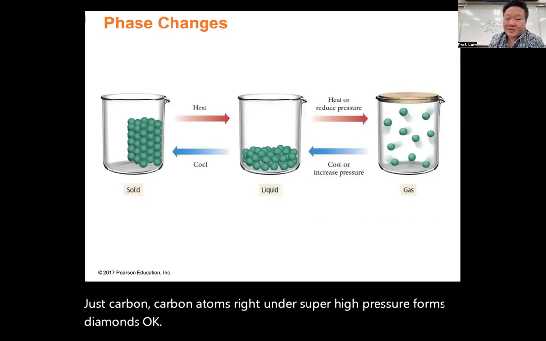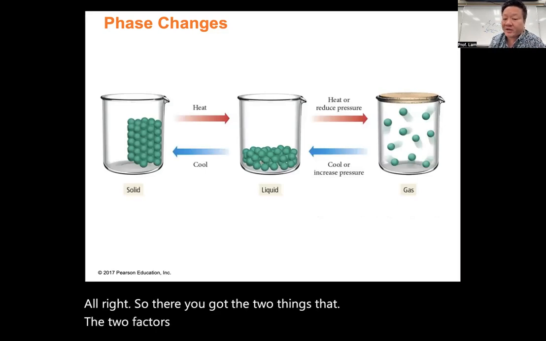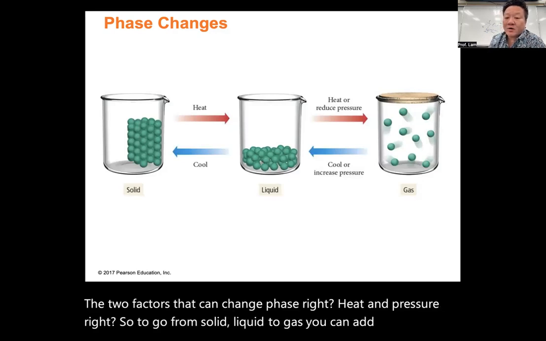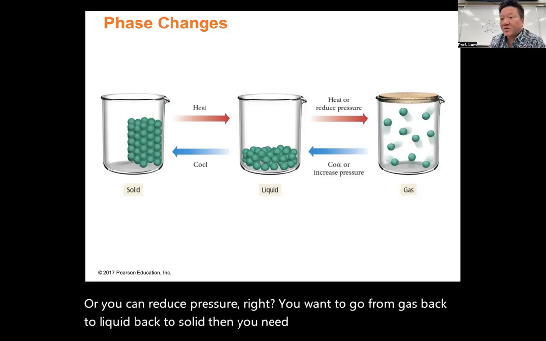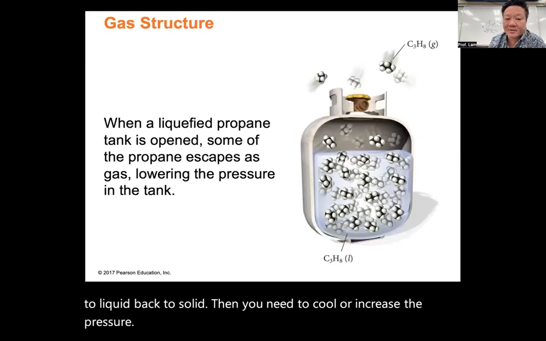All right, so there you got the two factors that can change phase: heat and pressure. So to go from solid, liquid to gas, you can add heat or you can reduce pressure. You want to go from gas back to liquid, back to solid, then you need to cool or increase the pressure. Okay.